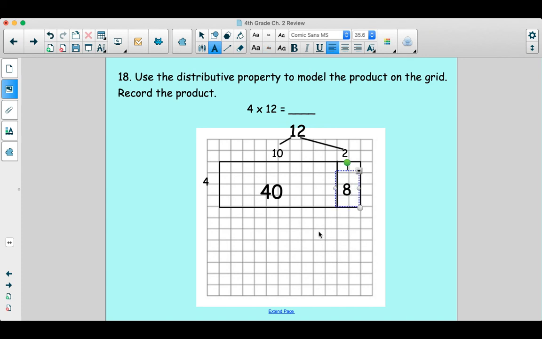All right, then we would add those up together. These are partial products. So this is part of the product, the answer. This is the other part of the product. 40 plus 8 equals 48. And there you have it.